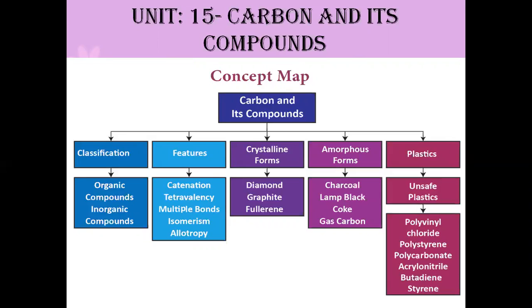The allotropy is classified into crystalline forms and amorphous forms. Crystalline forms examples are diamond, graphite, fullerene. For amorphous forms, the examples are charcoal, lamp black, coke, gas carbon.